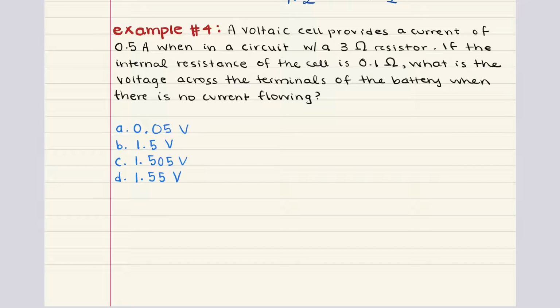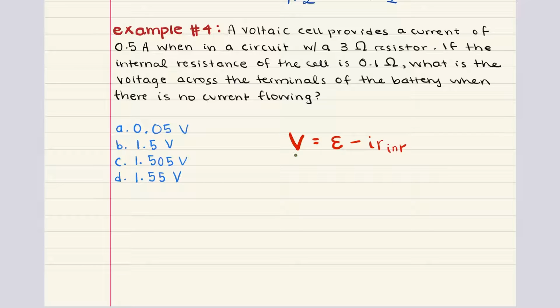As a result, when the battery is actively delivering current, part of the voltage is lost across this internal resistance, and the voltage available across the terminals becomes slightly lower than the EMF of the battery. Now, to find the voltage across the battery terminals with no current flowing, we need to determine first the EMF of the battery. And we're going to use the following equation to do that.